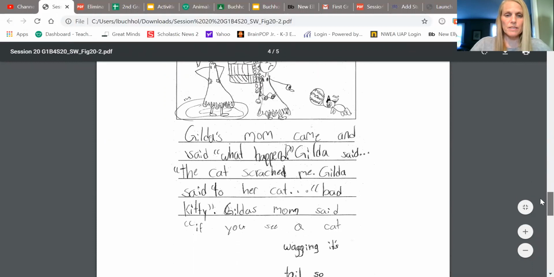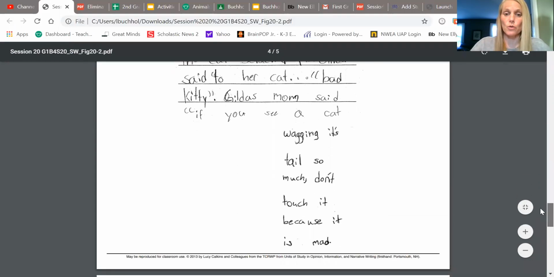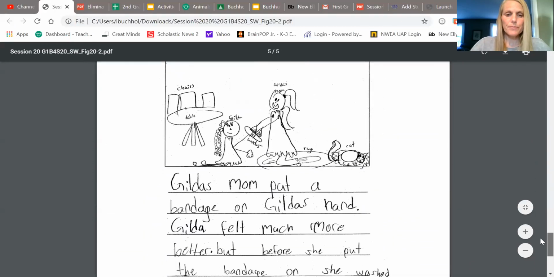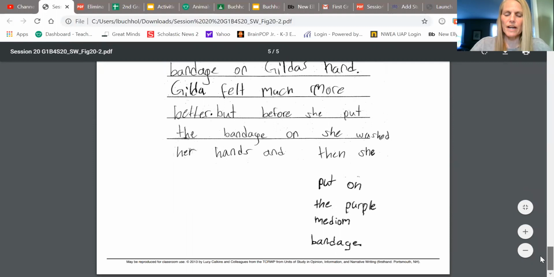"Gilda's mom came and said, 'What happened?' Gilda said, 'The cat scratched me.' Gilda said to her cat, 'Bad kitty.' Gilda's mom said, 'If you see a cat wagging its tail so much, don't touch it because it's mad.' Gilda's mom put a bandage on Gilda's hand. Gilda felt much more better." But before she put the bandage on, she washed her hands, and then she put on the purple medium bandage.